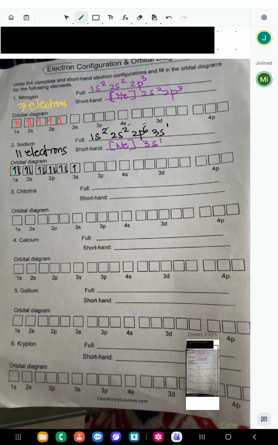Okay, I zoomed it in. For chlorine, how many electrons does chlorine have? 17. Okay, 17 electrons here.